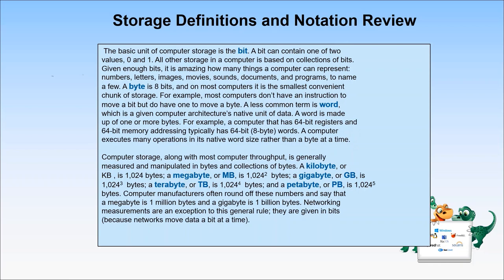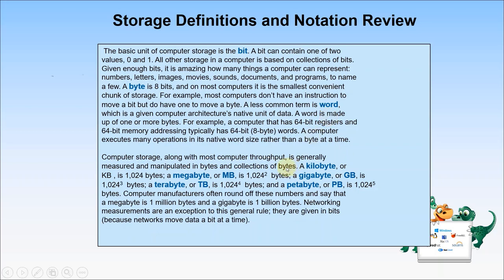Let's have some notation review about the storage. Basically, the basic unit of computer storage is a bit. When you say bit, we are talking about values of 0 and 1, or binary. Bit is actually binary digit. A group of 8 bits is 1 byte. So a byte is 8 bits, and on most computers, it is the smallest convenient chunk of storage. Another term aside from byte is word, which is a given computer architecture's native unit of data. A word is made up of one or more bytes.